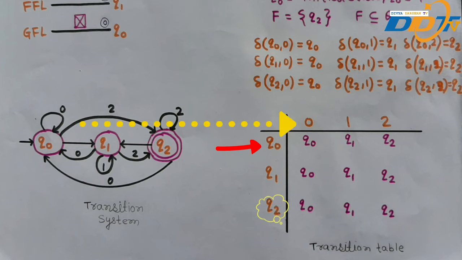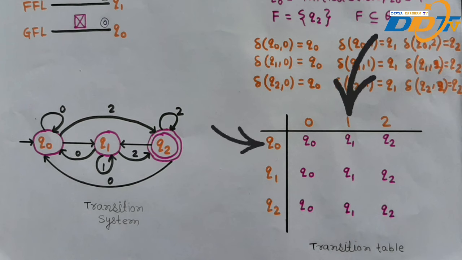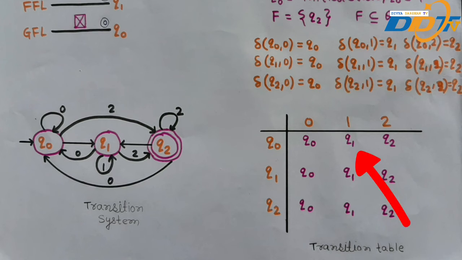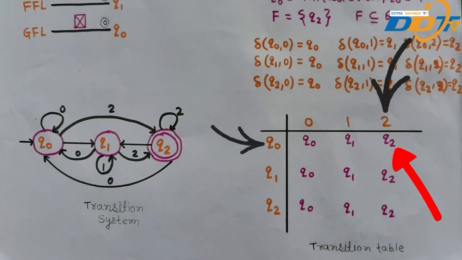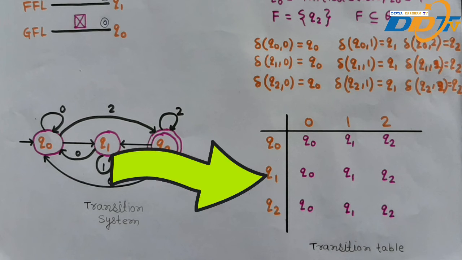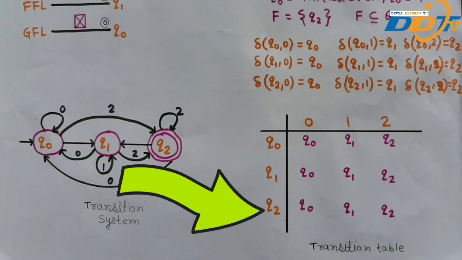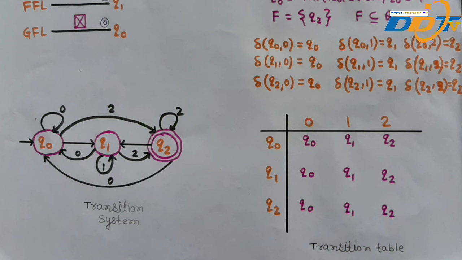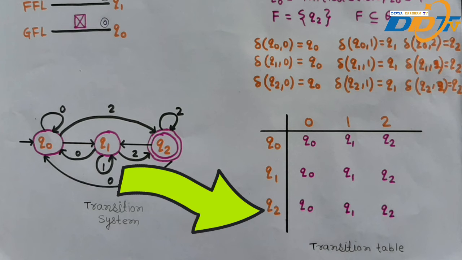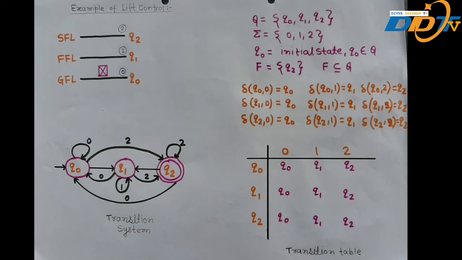And these are the next states. Here we can see Q0 with 0 input is Q0, and Q0 with 1 input is Q1, and Q0 with 2 input is Q2. Similarly, Q1 with 0 input is Q0, and Q1 with 1 input is Q1, and Q1 with 2 input is Q2, and similarly Q2 with input 0 is Q0, and Q2 with input 1 is Q1, and Q2 with input 2 is Q2.